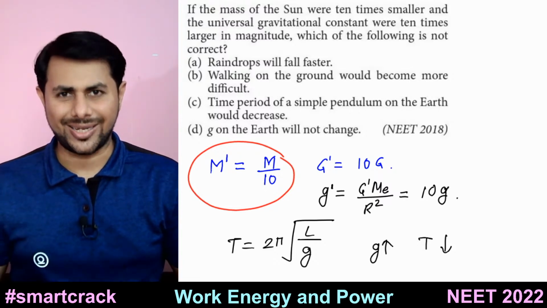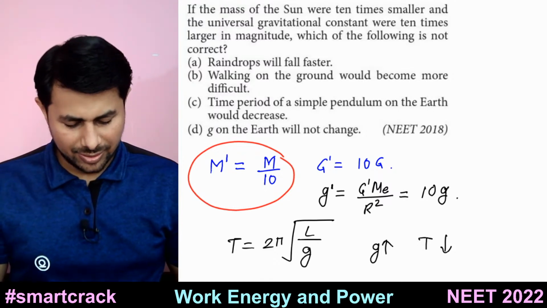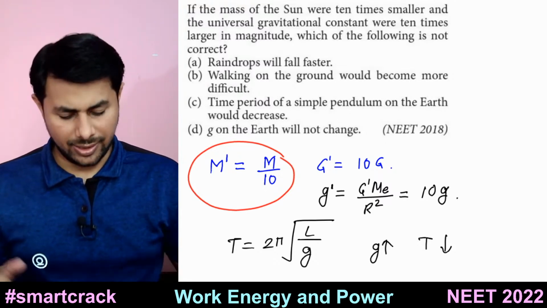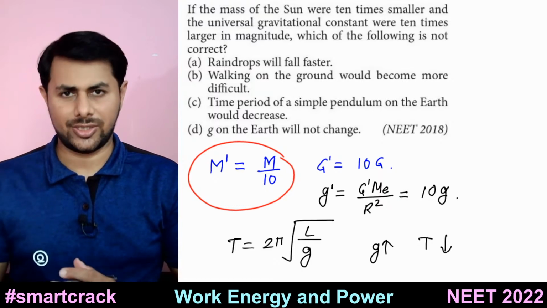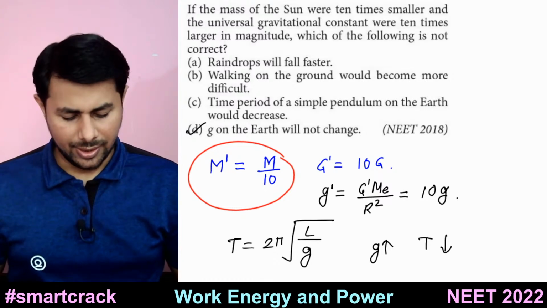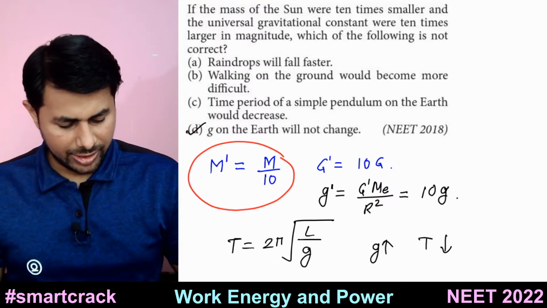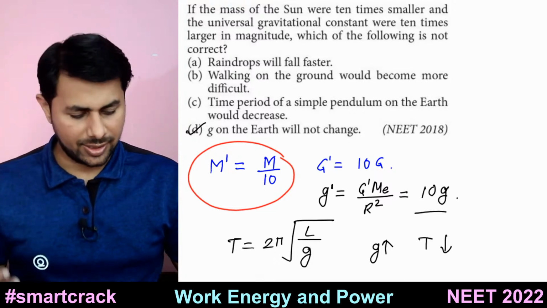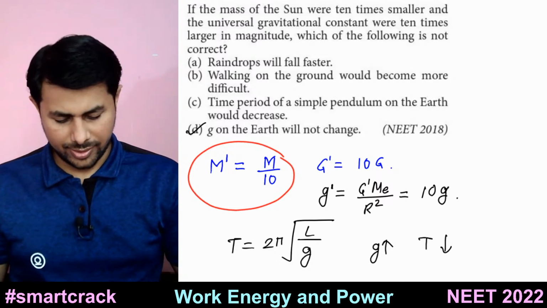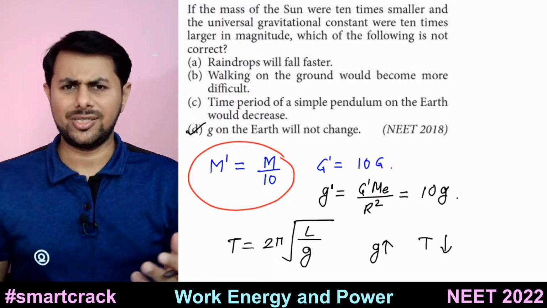So the last one should be the answer, but let's check the last option. G on the earth will not change. G on earth will change, and this option is saying it will not change. So this should be the answer because we want to find which of the following is not correct. As we see, g is increasing if the universal gravitational constant increases. So this is the answer. All right, it's lengthy, but it's very simple.